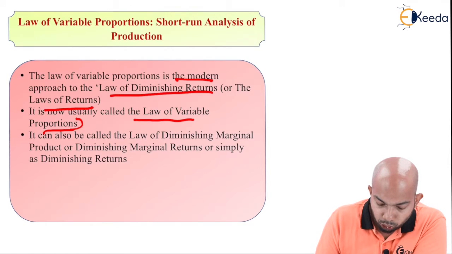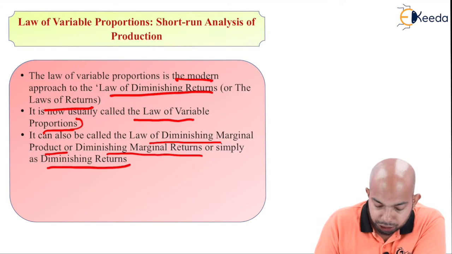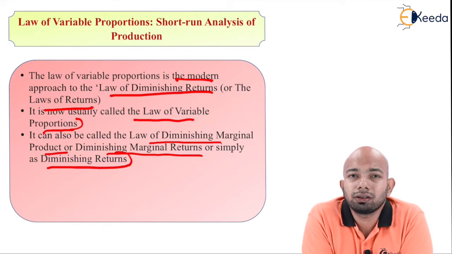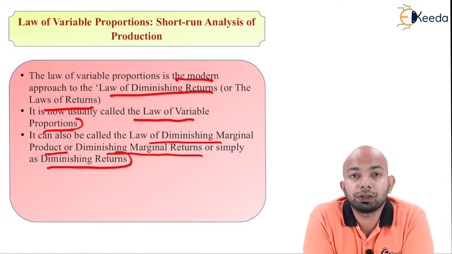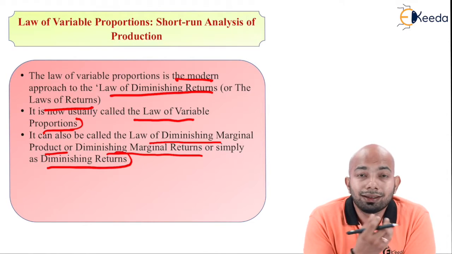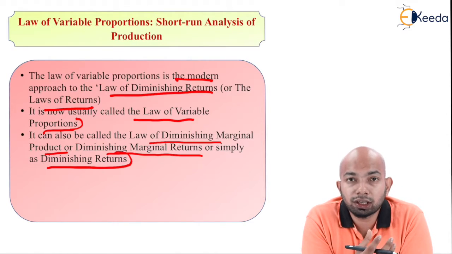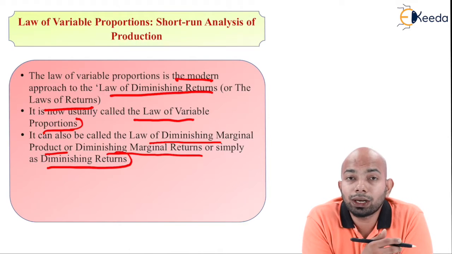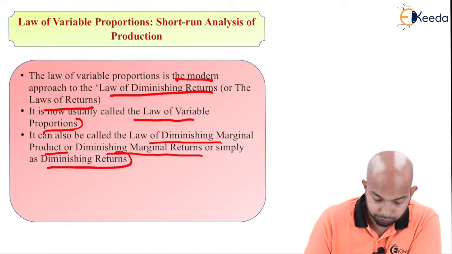It can also be called the law of diminishing marginal product, diminishing marginal returns, or simply diminishing returns. So there are basically three names, and you can commonly call it the law of diminishing returns itself. You need not write any more names. It speaks about diminishing returns, the returns or satisfactions that keep going down and down and down. Hence it is known as diminishing returns.